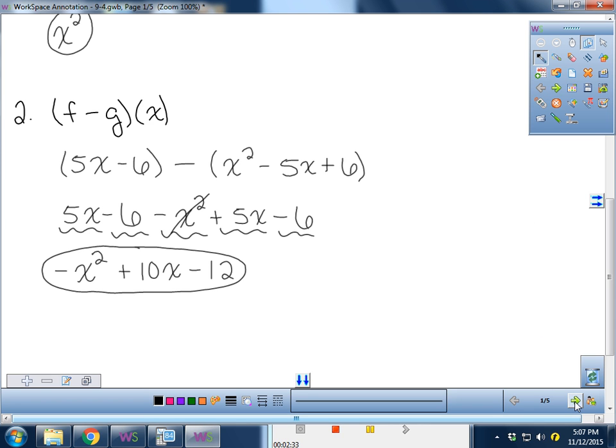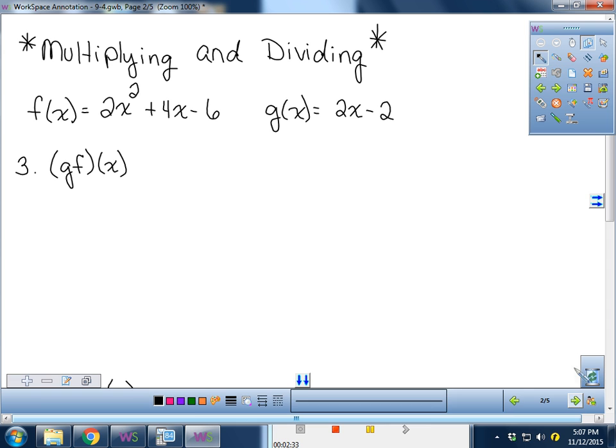So now let's talk about multiplying and dividing. I'm giving you two new functions. All right, this f of x, this is going to be your g of x. This is just g times f of x. Remember, we are not multiplying by x. We are only taking the g and multiplying it by the f. So, g is 2x minus 2. So I've got 2x minus 2.